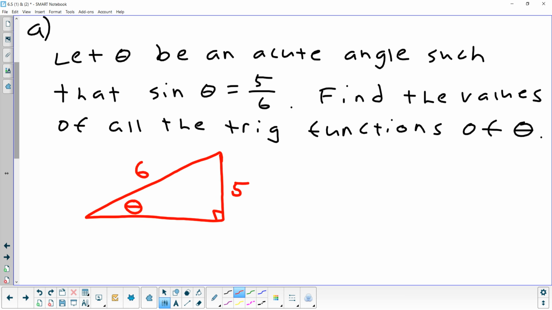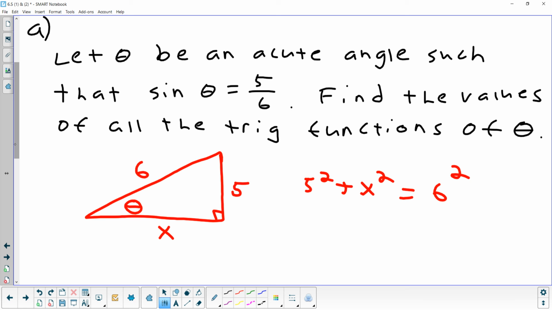Now we need the third side in order to find all the trig functions. So Francesco, what could I call the third side for now until I get a number for it? X. Yeah, we could call it X. Could also call it A or B if you wanted to. And let's set up the Pythagorean Theorem and solve for X. So Ethan, can you help me set up my formula? 5 squared plus x squared equals 6 squared.